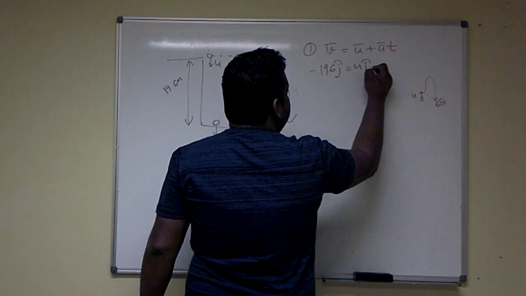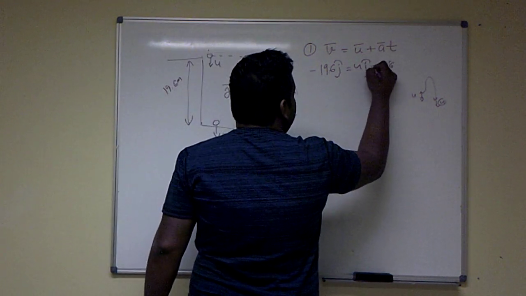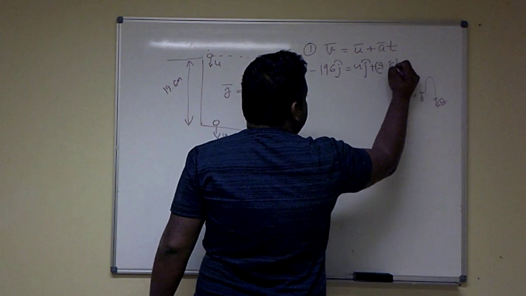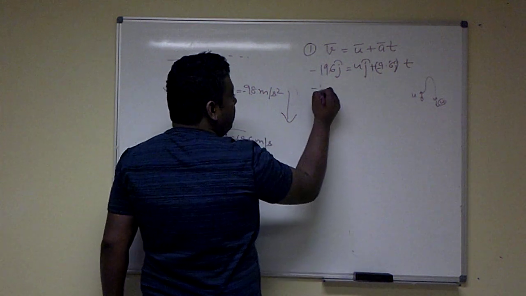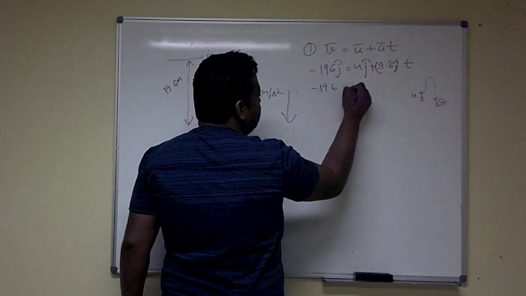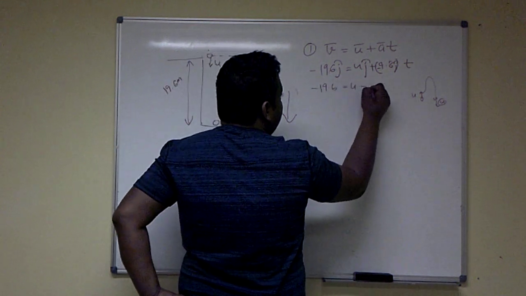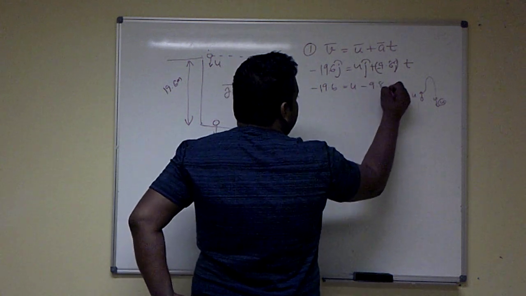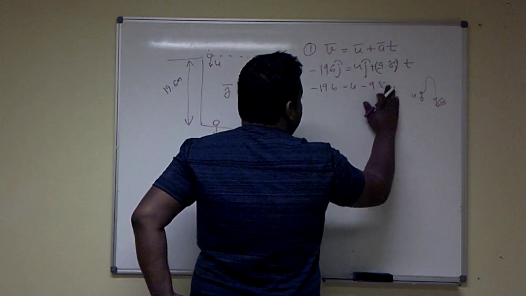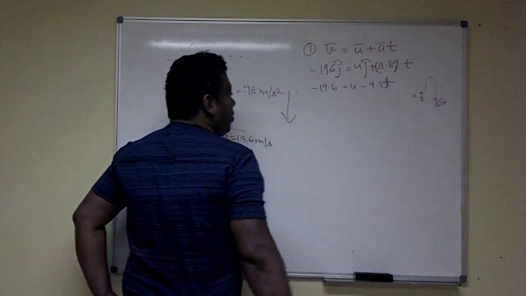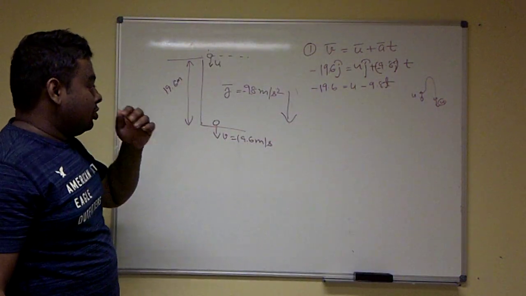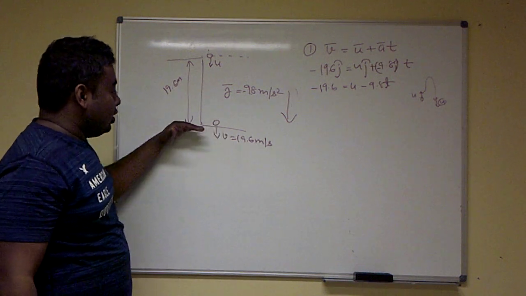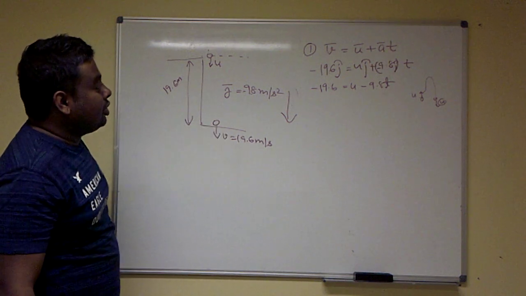And this acceleration due to gravity is minus 9.8 j cap times t. So if we take out all the j caps, we are looking at minus 19.6 equals u minus 9.8 times the time required for it to reach the ground level and hit the bottom level of the building.